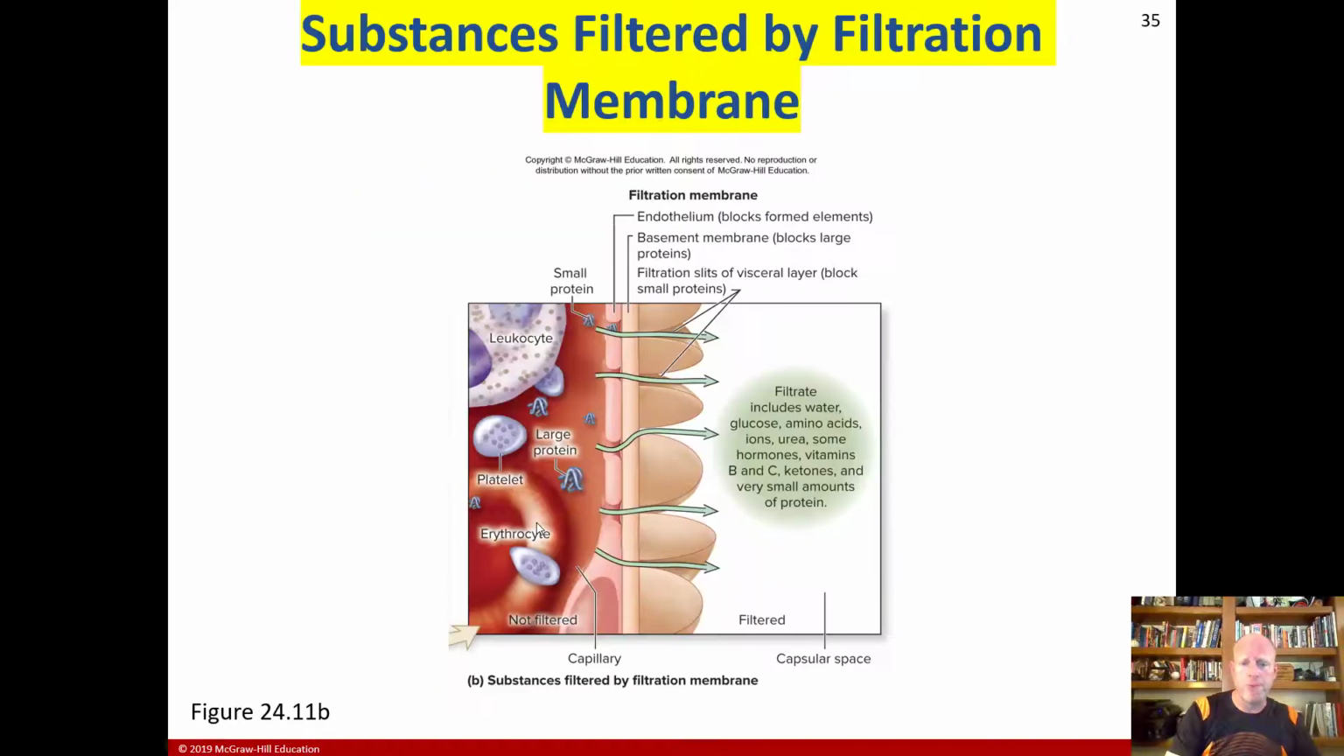This content, of course, is helpful for your understanding, if not specific to an exam question. As far as substances that are filtered by the filtration membrane, you should certainly note the content here. This image is not on your exam, but you should understand basically what's happening here, because that's going to relate to fill in the blank type questions as well as categorizing.